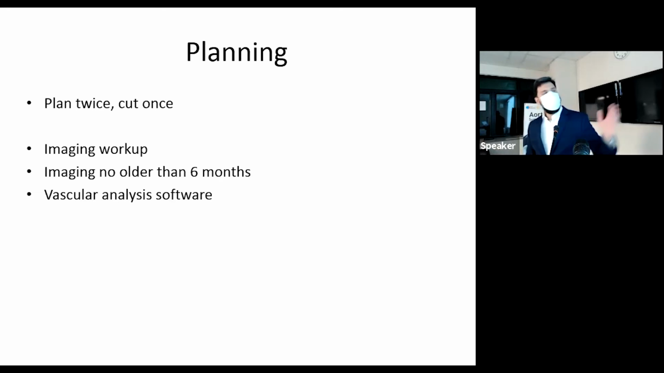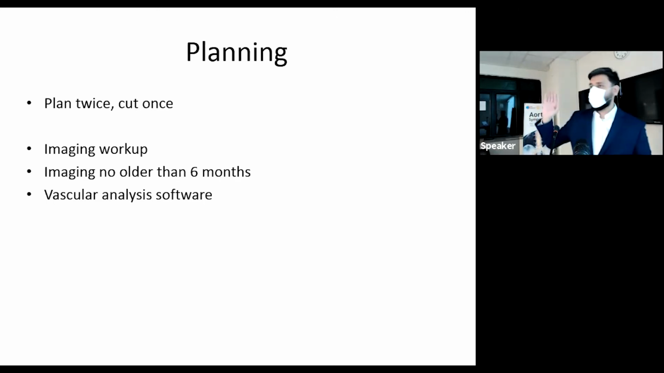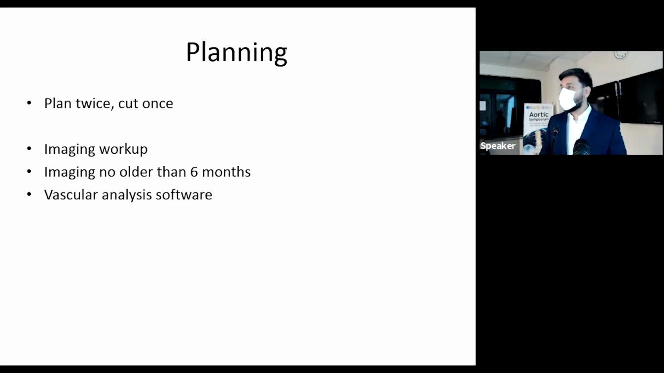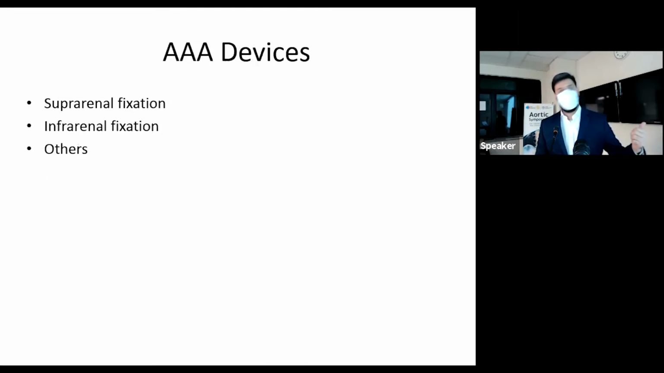repair. So you need imaging to work up the aneurysm. It shouldn't be more than 6 months old. So if you have a CT angiogram which was done yonks ago, a year ago, that may not do, because the aneurysm may have changed. It may not be the same size. And it's really good to have vascular analysis software as well.